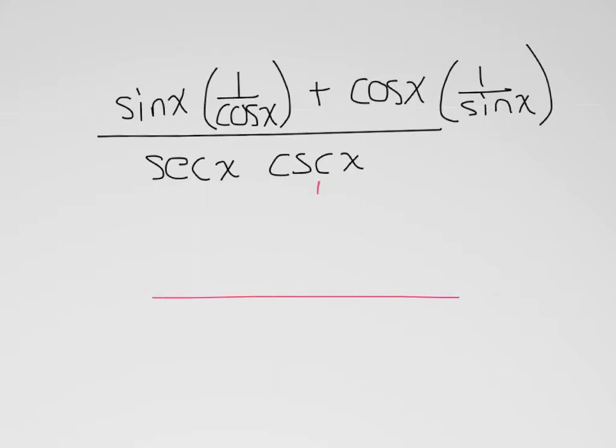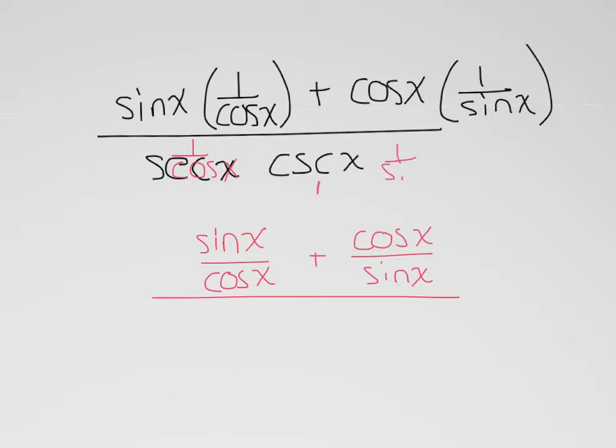In the numerators, we end up with sine of x over cosine of x, and then cosine of x over the sine of x. And the same thing in the denominator, just real quick: secant is 1 over cosine, and cosecant is 1 over sine. So this ends up as 1 over cosine times sine.